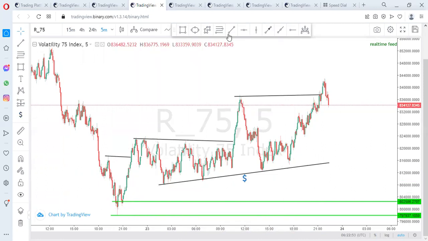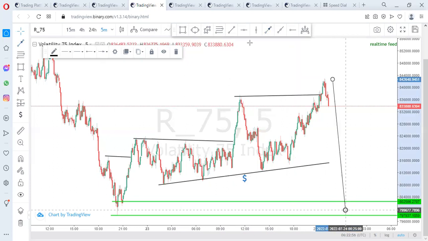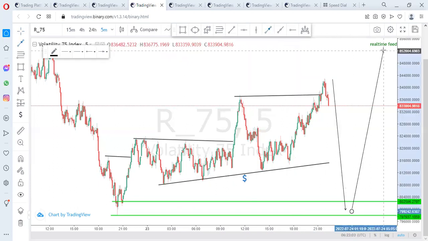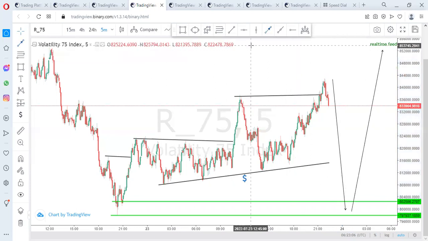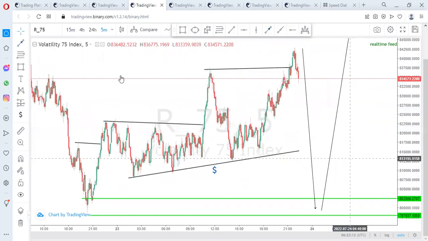So what I want to see is price trade back into this place to mitigate this point. Then that's where I want to take my buy to the upside and hold this trade probably throughout this coming week. And this is where I want to take my buy, guys.